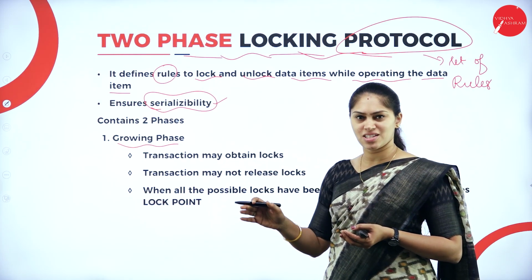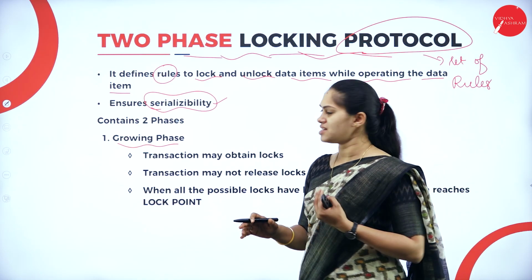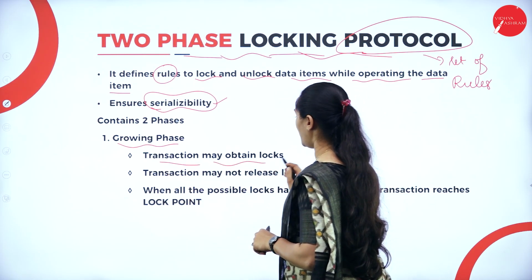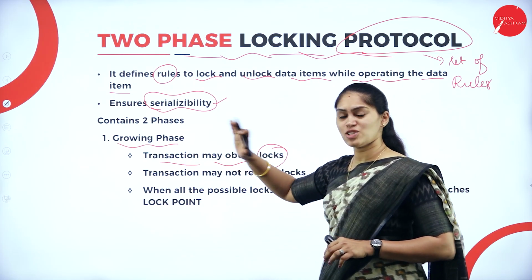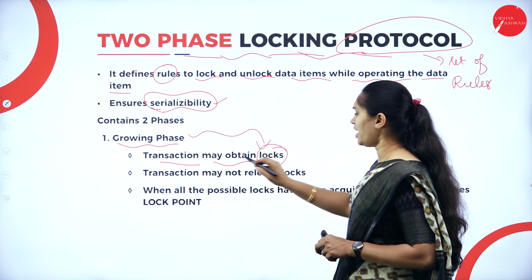So once an operation is done, either read or write, it has to come back to the shrinking phase. So what is going to happen in the growing phase? We'll see now. A transaction may obtain locks. So in the growing phase, we can obtain locks.